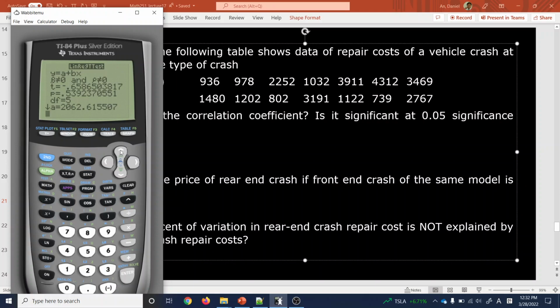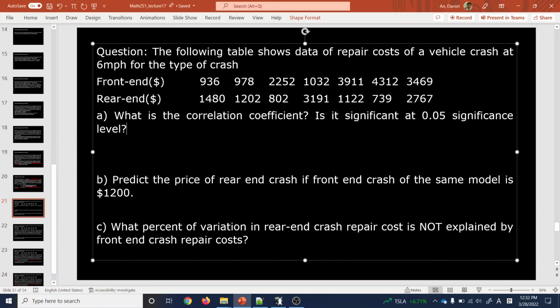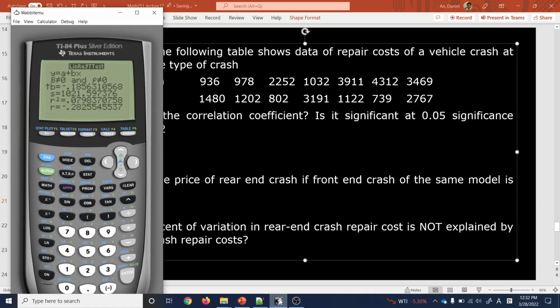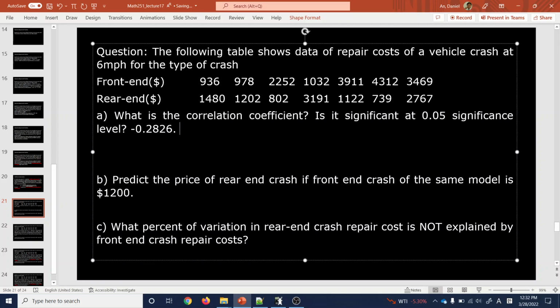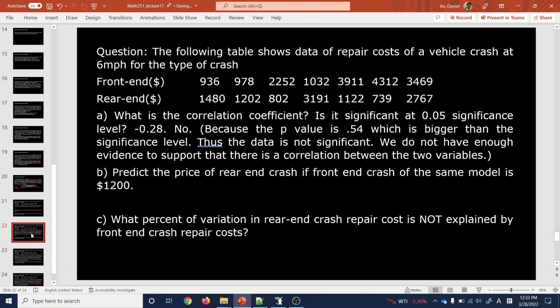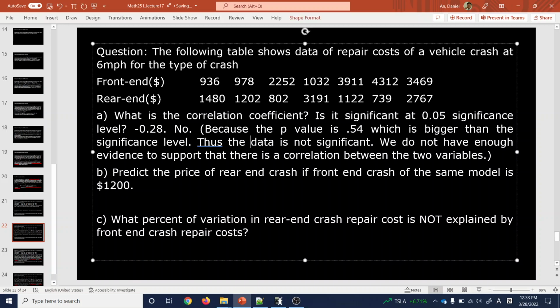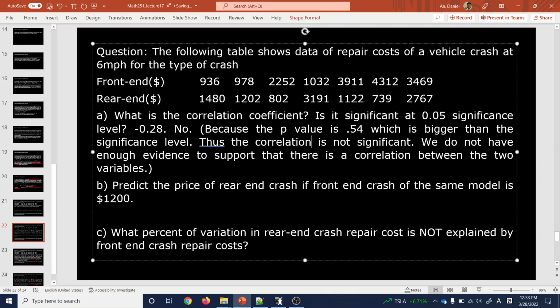So we would call an event unusual if the p-value is lower than 0.05. But is it? No, 0.5. 0.5 means it's something that could occur, right? In other words, the R value that we achieved is nothing special. It's like this could happen just by chance. So the correlation coefficient is negative 0.2826, and it's not significant because the p-value is bigger than 0.05. Okay, so that's what we can say. Thus the correlation is not significant.